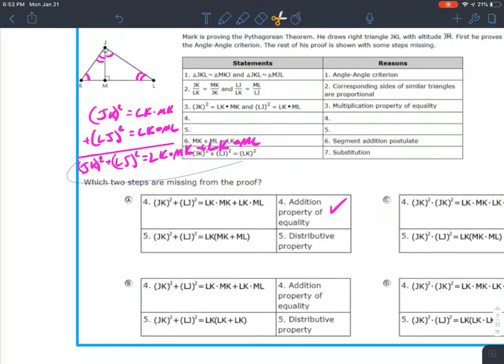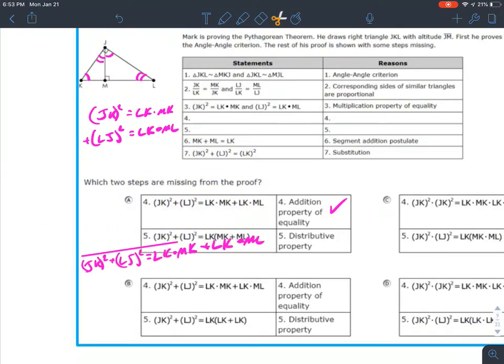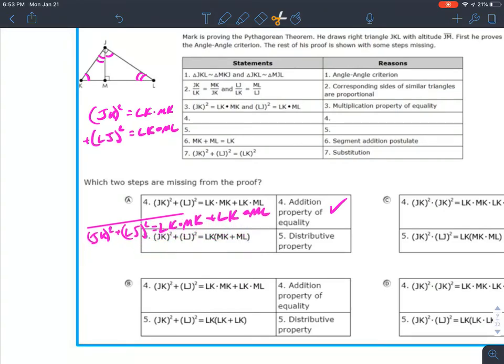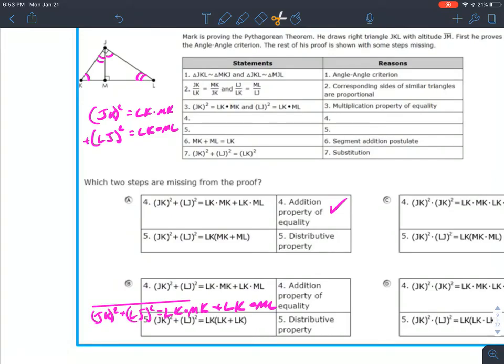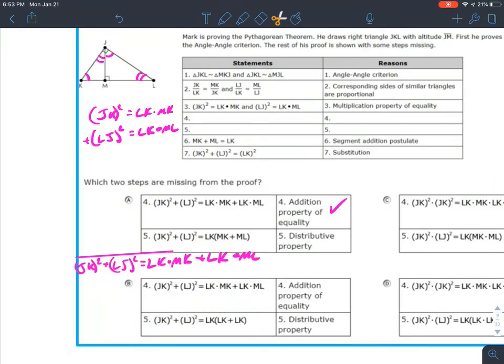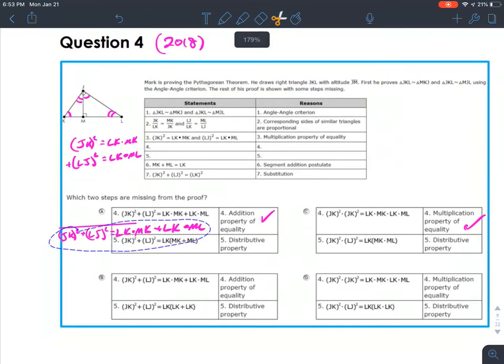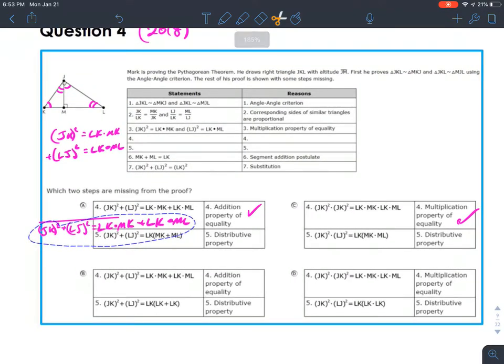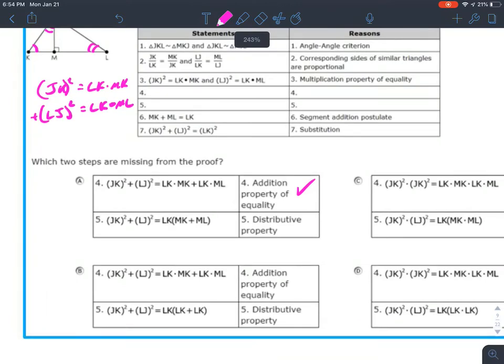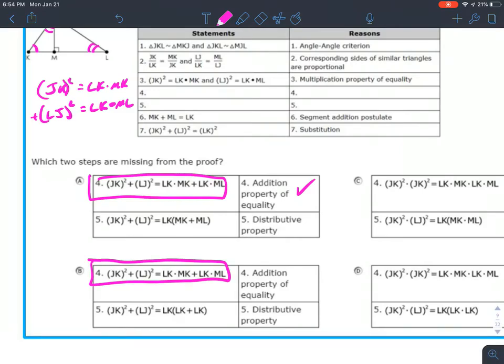Now this statement that you see right here is used on this top statement, on this one, and it's this one. They're identical. If we do the multiplication property of equality, we're multiplying those sides together. It just doesn't make a lot of sense to me. So let's just assume it's addition and see what happens. So we're saying that either this is true or this is true, and that's the same statement.